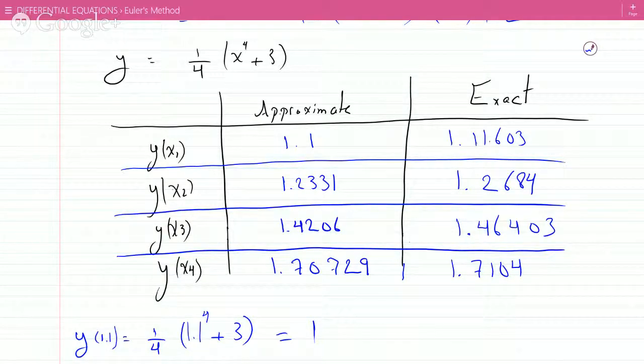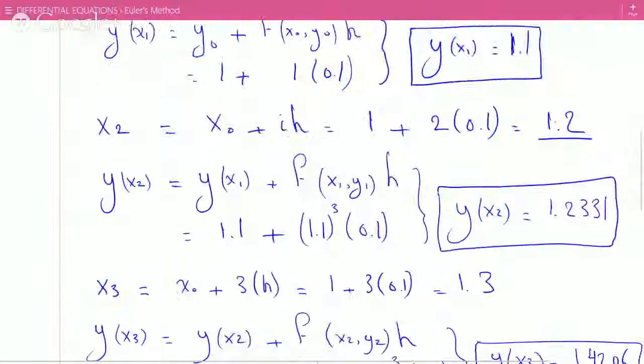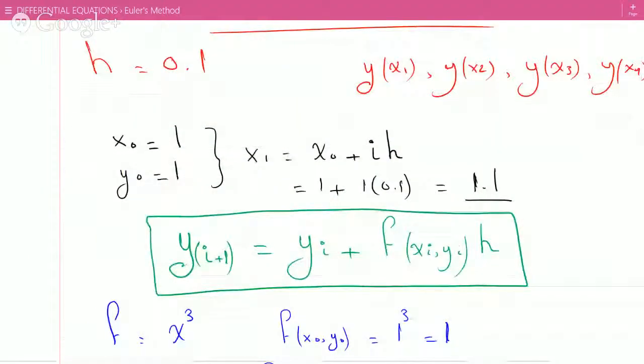However, there is still an error. If you subtract them, you can get the error between exact and approximate. So that does it. That's how you apply Euler's method. It's a fairly straightforward problem. You want to try one?